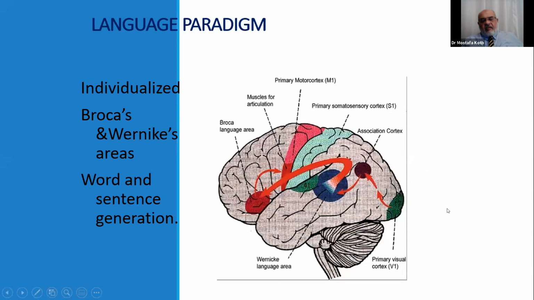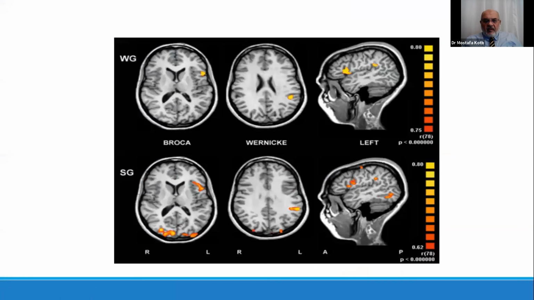Another important paradigm is the language paradigm, mainly identifying Broca's area and Wernicke's area, to identify in advance the areas concerned with speech in the patient, as in these images where we can see Broca's area, Wernicke's area, and the associated speech areas in the functional MRI.